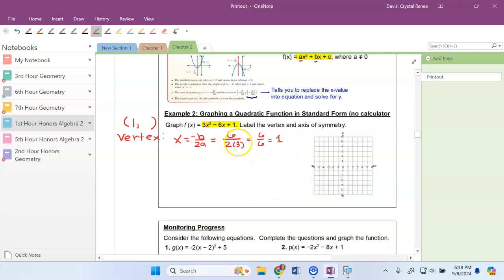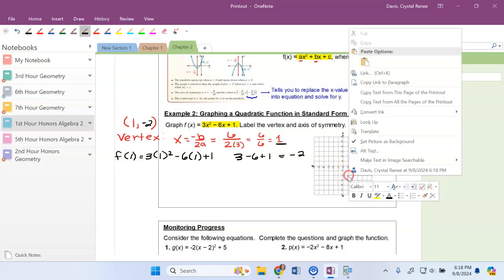Now to find my y value, all I'm going to do is take this 1 and find f of 1. I'm going to plug 1 in for every x. So 3 times 1 squared minus 6 times 1 plus 1. This gives me 3 minus 6 plus 1, which is -3 plus 1, which is -2. So my vertex is going to be (1, -2). Okay, so (1, -2), here's my vertex.